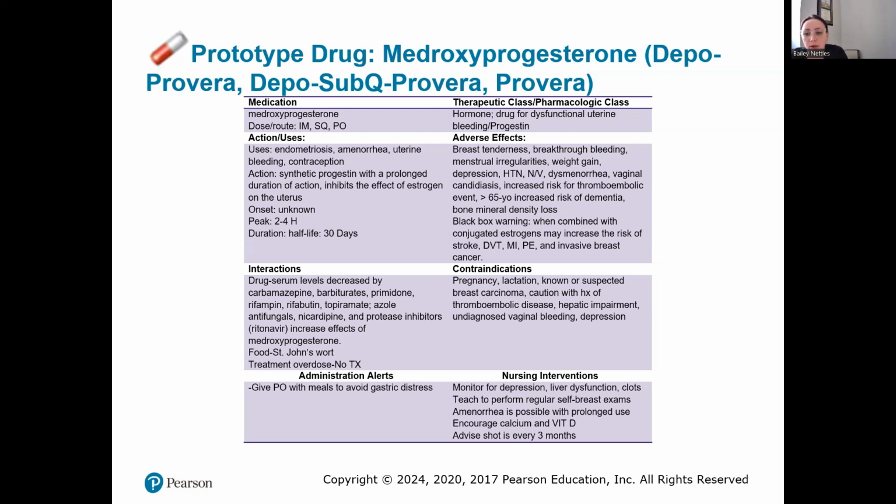Teach to perform regular self-breast exams. Amenorrhea is possible with prolonged use, which means you won't have a period. Encourage calcium and vitamin D supplements to prevent the bone mineral density loss, and advise the shot is every 3 months. And if you miss a dose, you are not covered for contraception, okay? If you're a month late, if you're weeks late, it does not work, okay? All right.